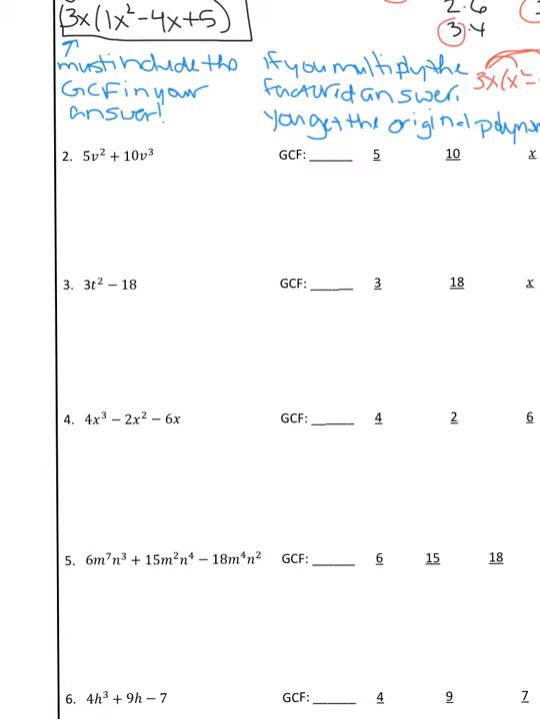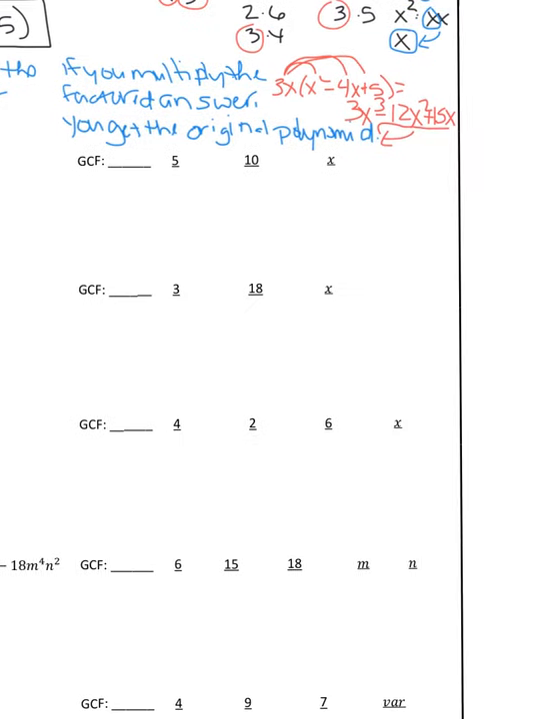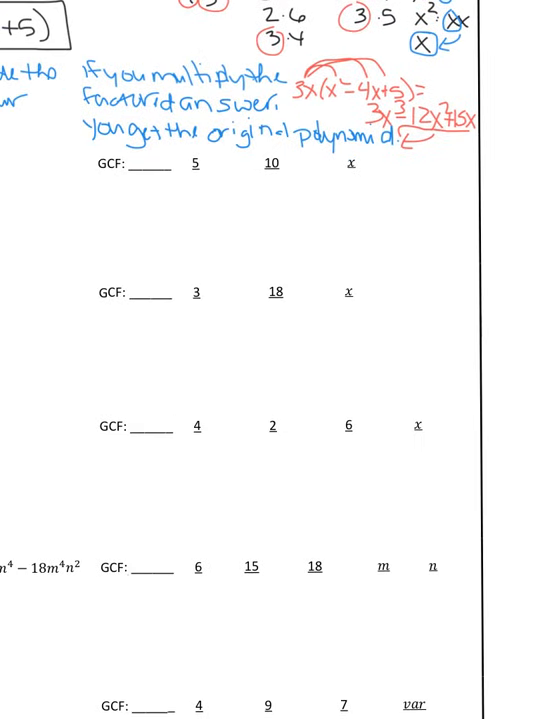So we have 5v squared plus 10v to the power of 3. So I'm going to go over here to the right where I wrote down for us to do the math. Our factors of 5 are just 1 and 5. Factors of 10 are 1 and 10, and 2 and 5. And this should be a v, not an x. The variable is v. So we have v to the power of 2, which is v times v, and v to the power of 3, which is v times v times v.